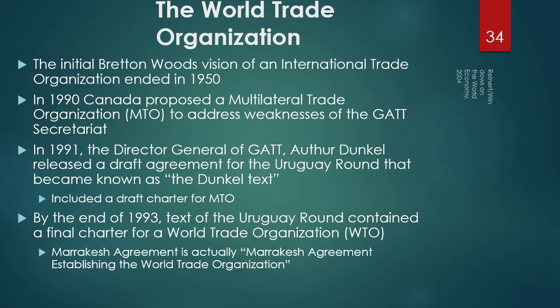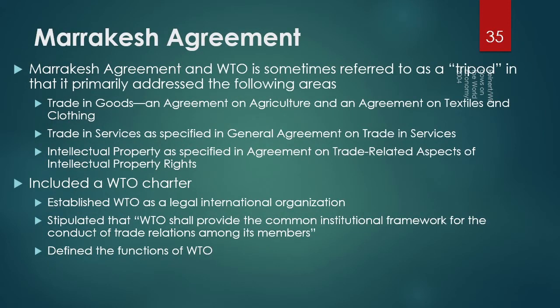The Marrakesh Agreement and the WTO is sometimes referred to as a tripod in that it primarily addressed the following three areas: the trade in goods, an agreement on agriculture and an agreement on textiles and clothing; trade in services, as specified in the General Agreement on Trade in Services; and intellectual property, as specified in the Agreement on Trade-Related Aspects of Intellectual Property Rights. And these included a WTO charter. And so it established the WTO as a legal international organization, and it stipulated that the WTO shall provide the common institutional framework for the conduct of trade relations among its members, and define the functions of the WTO.